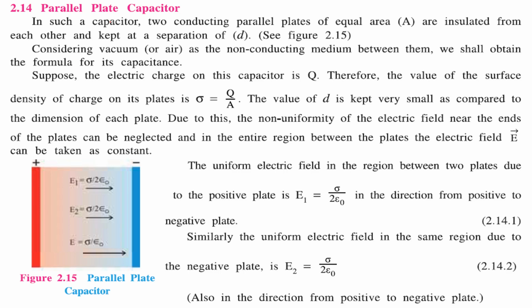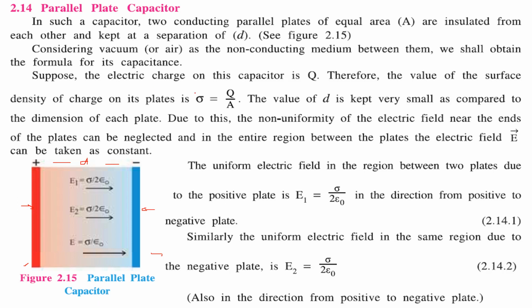Parallel plate capacitor. These are two plates placed parallel to one another. In this type of capacitor, there are two conducting parallel plates of equal area, insulated from each other, at a distance of d from one another. Just consider a vacuum or air as the non-conducting medium between these two, and we'll try to find out the formula for the capacitance.